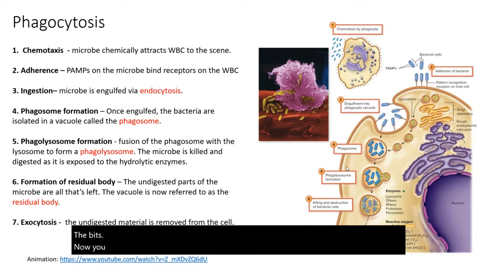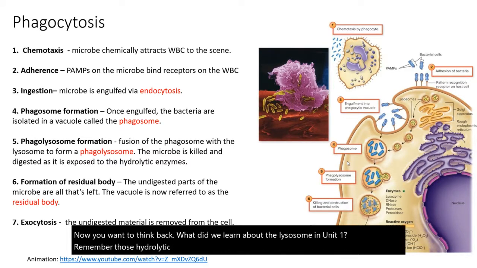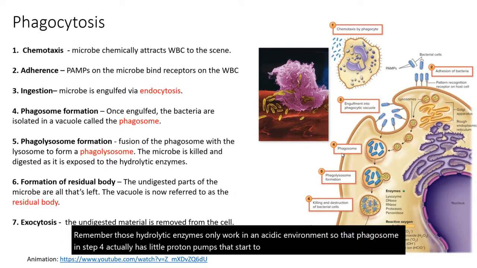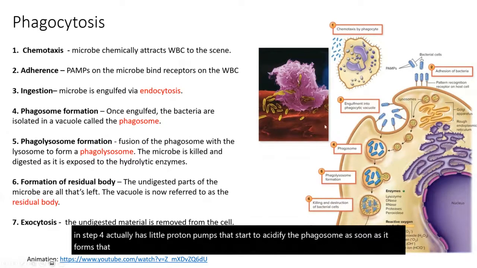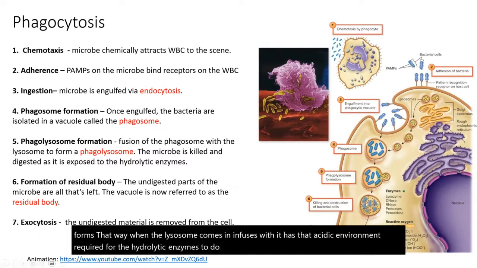Now, you want to think back. What did we learn about the lysosome in Unit 1? Remember, those hydrolytic enzymes only work in an acidic environment. So that phagosome in step 4 actually has little proton pumps that start to acidify the phagosome as soon as it forms. That way, when the lysosome comes in and fuses with it, it has that acidic environment required for the hydrolytic enzymes to do their work.